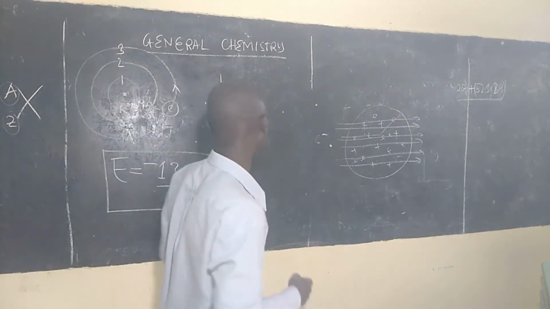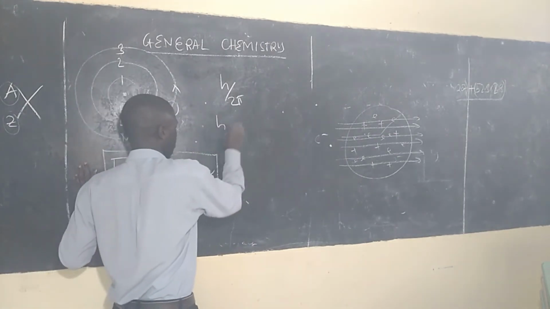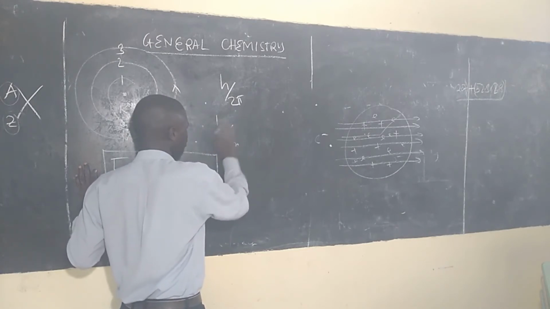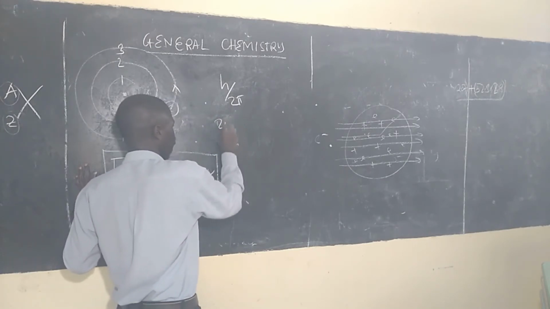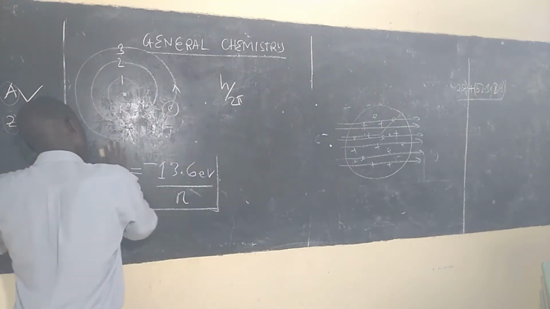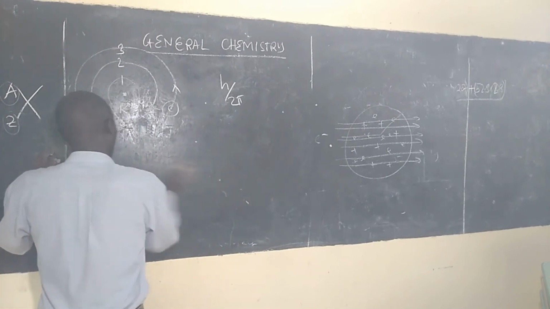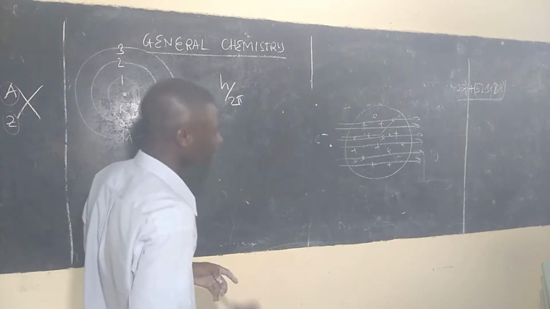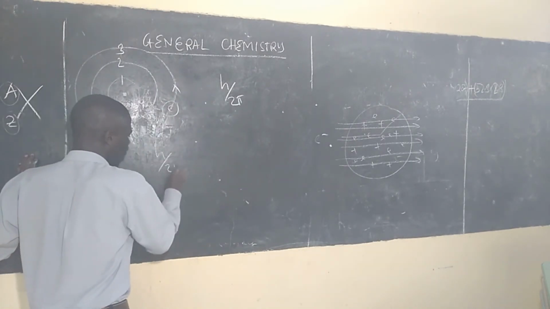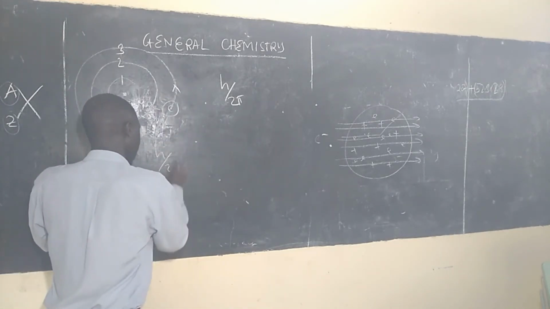Sorry, I failed to memorize well this formula. Initially I told you it is h divided by... Now listen to me. The angular momentum of an electron in its orbit is quantized, and it is an integral multiple of h divided by 2 pi.